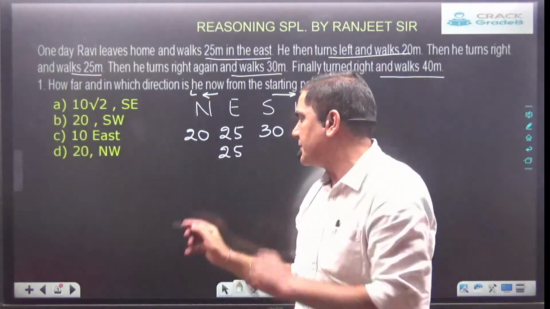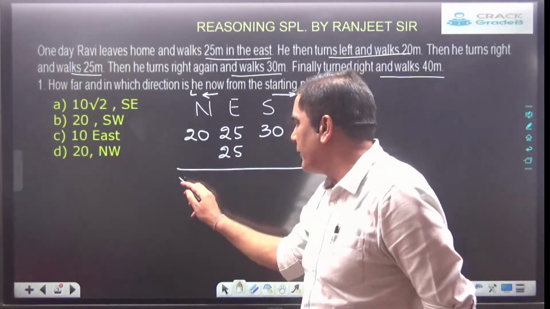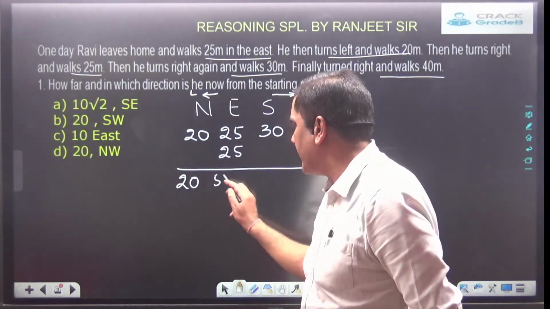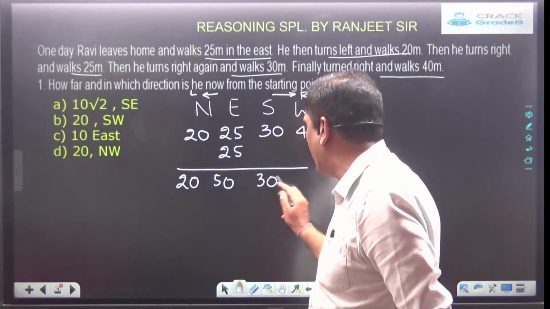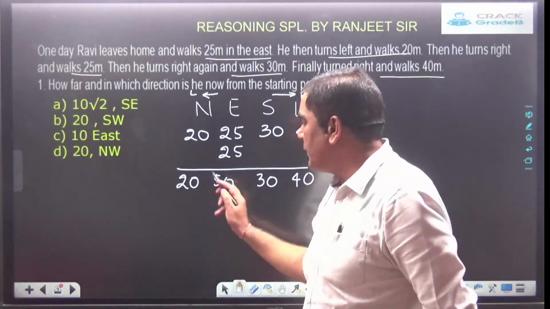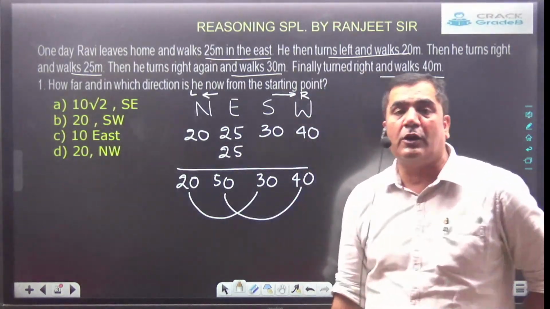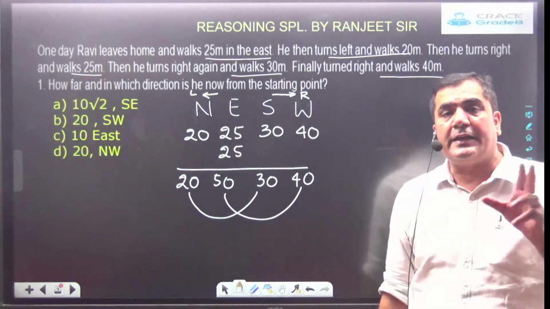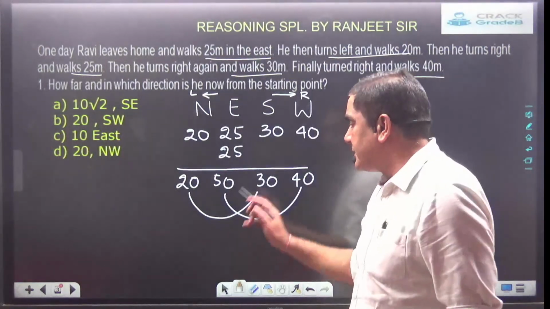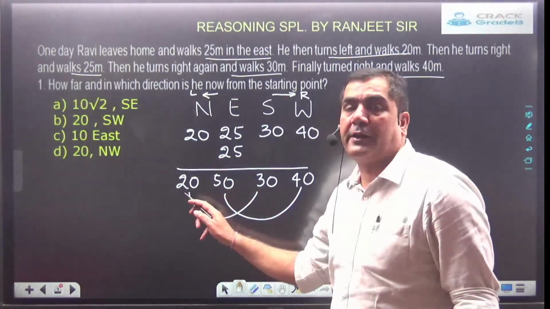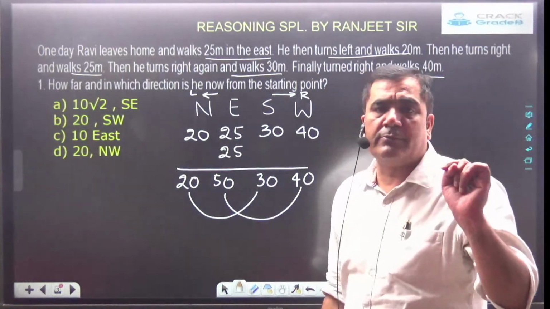Now how to get the answer? Simply add these. This will be 20, this will be 50, this will be 30, this will be 40. Now always we have to take north and south, and east and west. Always you have to take the combination of north and south, and thereafter east and west. Now here, subtract the smaller number from the higher number.